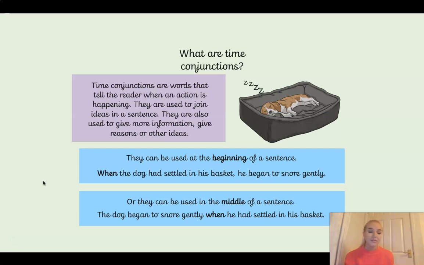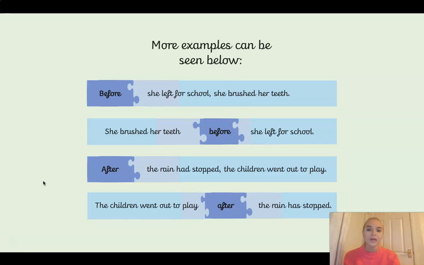But realistically, the meaning of the sentence is still the same: when the dog settles, he begins to snore, and the dog snores when he's settled. So it's all about this dog settling and snoring as he does that. So it doesn't really change the meaning, but it just changes what the time conjunction is being used to do. More examples can be seen below, so if you'd like to pause the video and make your way through these and read them, please.